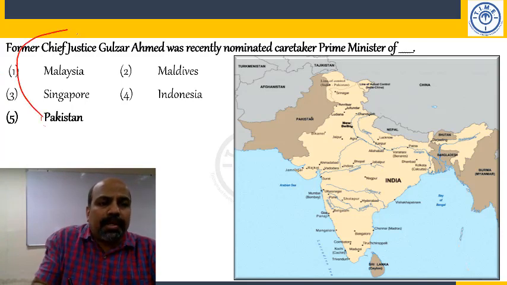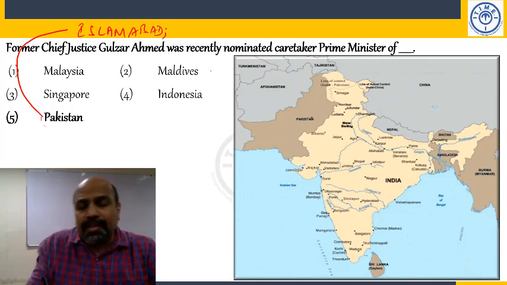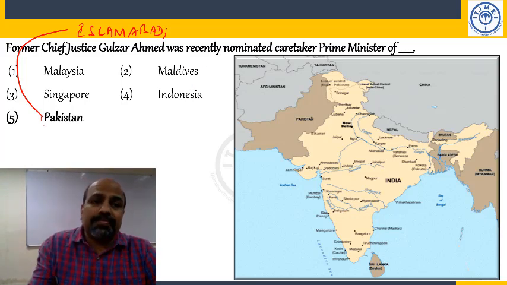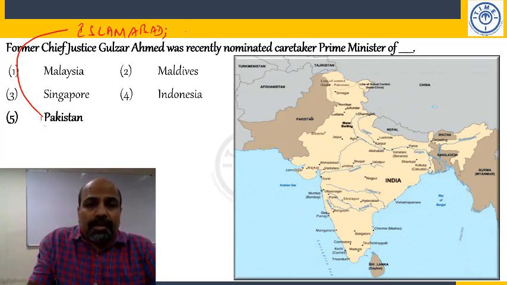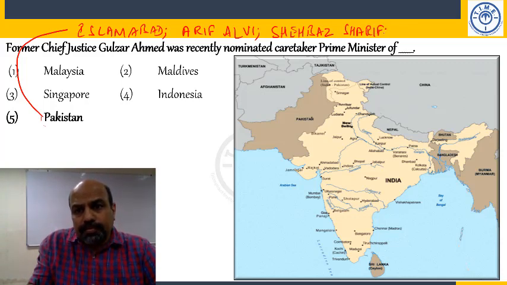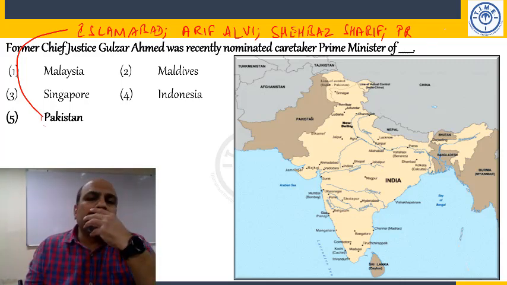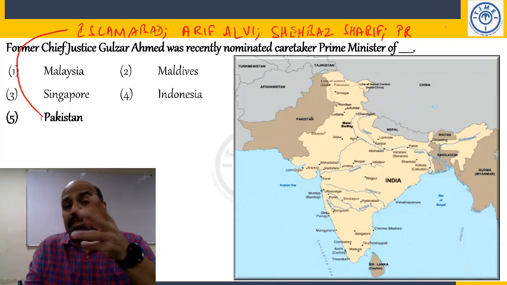So Pakistan's capital, as you know, is Islamabad. It's a planned city. At the time of partition, there was no place called Islamabad. The president is Arif Alvi. The Prime Minister is Shehbaz Sharif, and the currency is the Pakistani rupee. Shehbaz Sharif is the Prime Minister now.